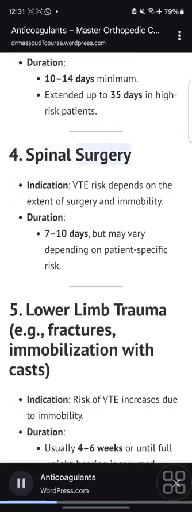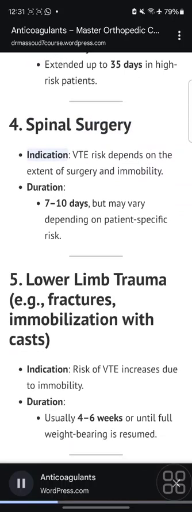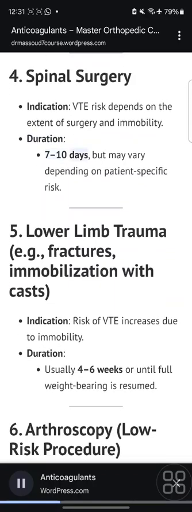4. Spinal surgery. Indication: VTE risk depends on the extent of surgery and immobility. Duration: 7 to 10 days, but may vary depending on patient-specific risk.